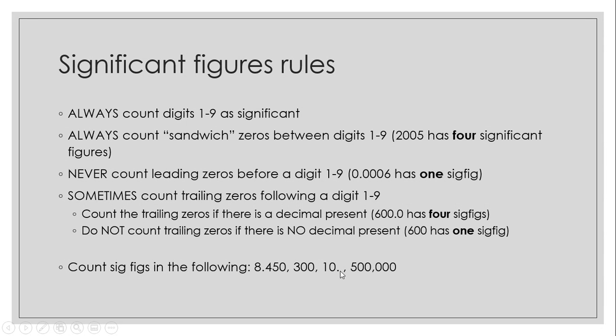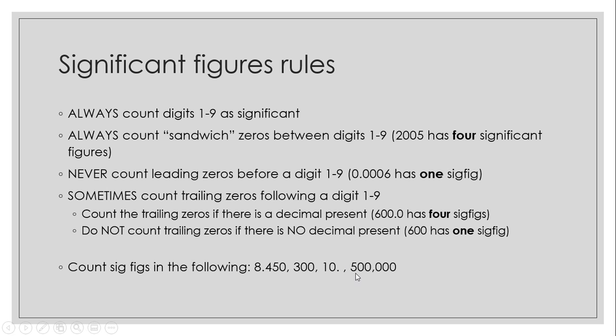10 with a decimal point, that is a way you can write the number 10. What this tells us is, we have 1 digit, 1 through 9, so that's 1. We have a trailing zero with a decimal, so this trailing zero does count. That's 2 significant figures. And last but not least, we have 500,000.